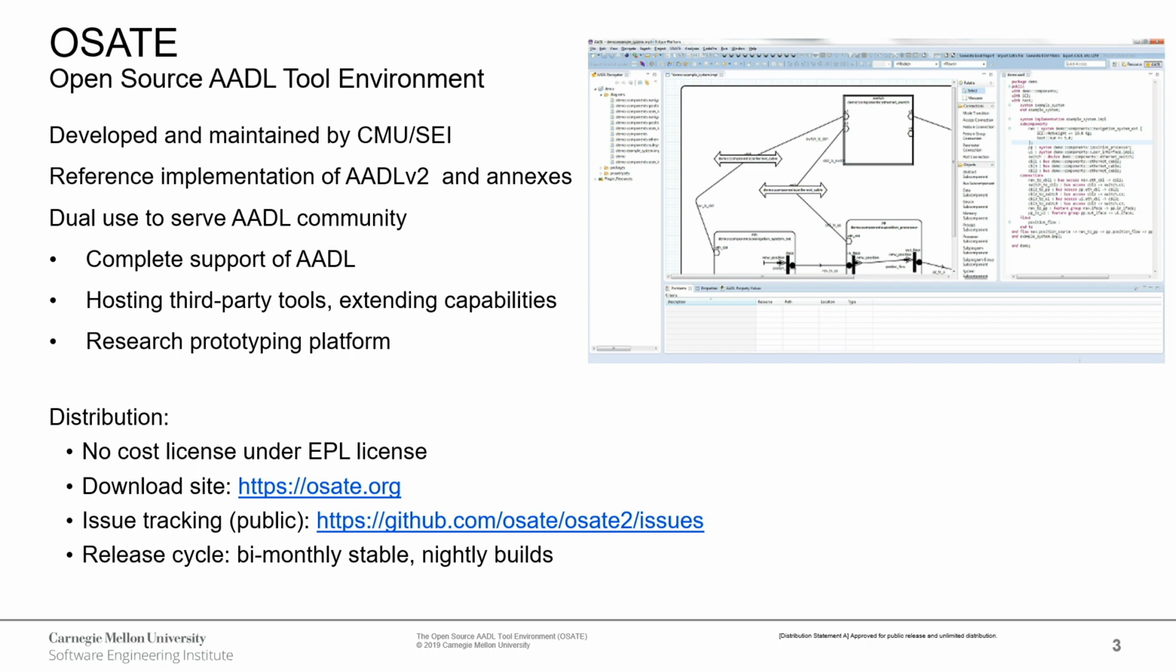Distribution, we can discuss that during the exhibit. We have a full CI/CD pipeline so that every night you can download a new version of OSATE with bug fixes and new bugs, depending on who did what. Issue tracking is public so that you can improve and report. And one of the ideas of this day is also to interact and engage with potential users.